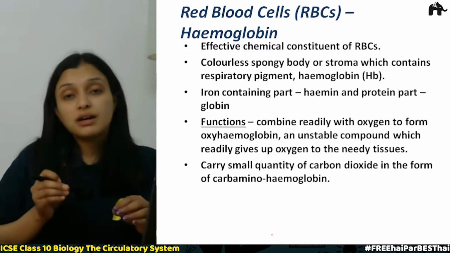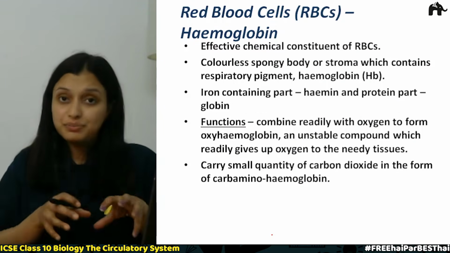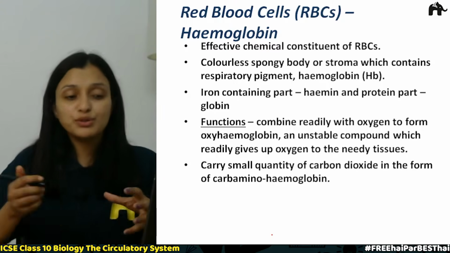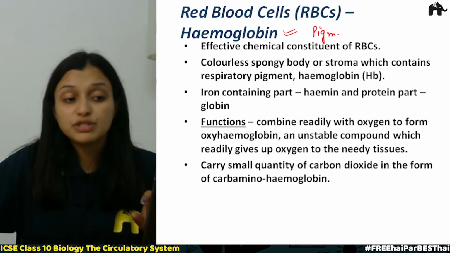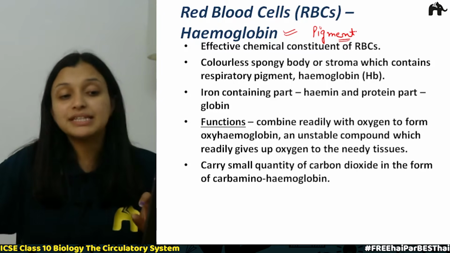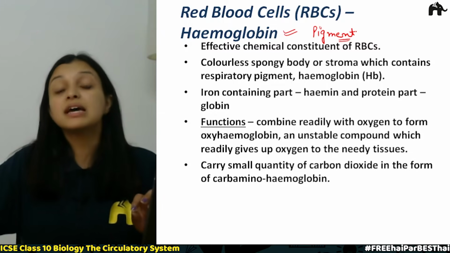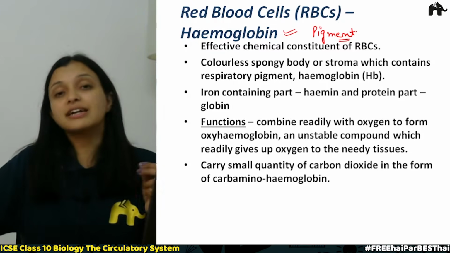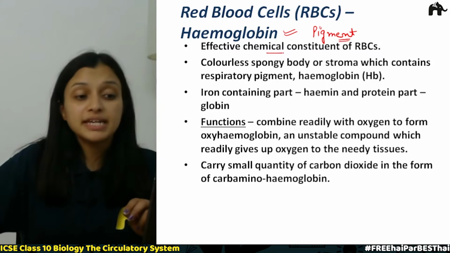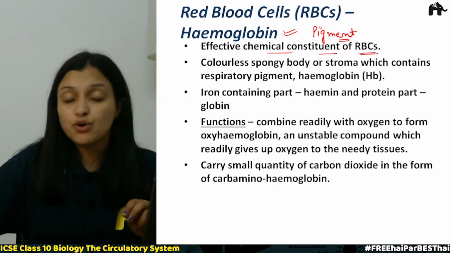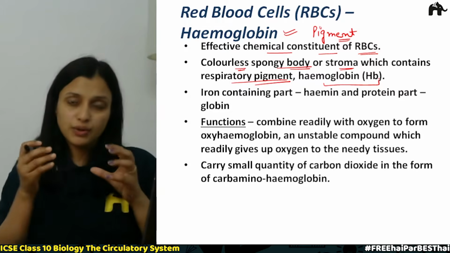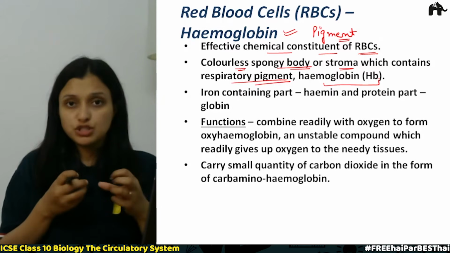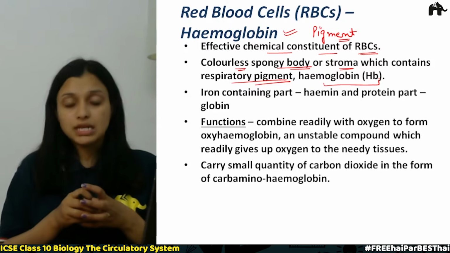Now, in RBCs, let us talk about hemoglobin. We know that RBCs contain a pigment called hemoglobin, which is very, very essential because RBCs are the carriers of oxygen and carbon dioxide. So it is a very effective chemical constituent of RBCs. It is a colorless, spongy body or stroma which contains a respiratory pigment called hemoglobin. So inside RBCs there is a spongy body, a stroma, which contains this hemoglobin.